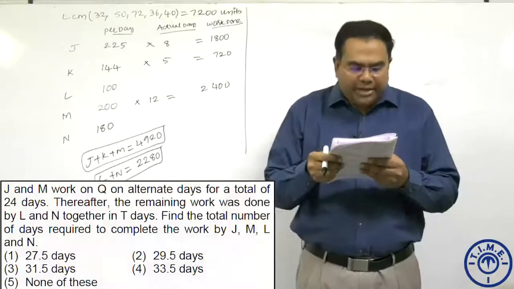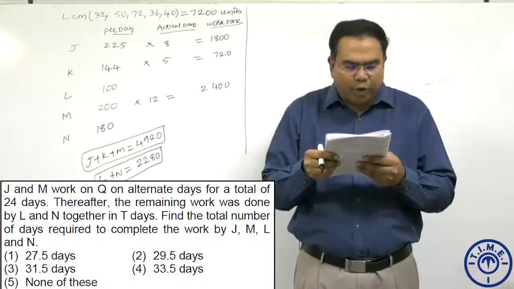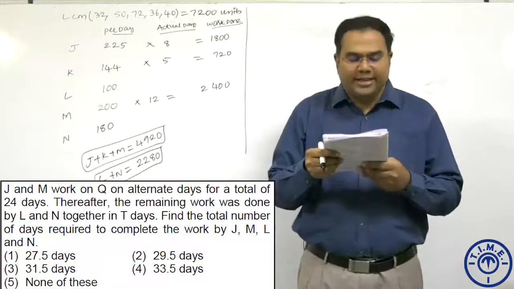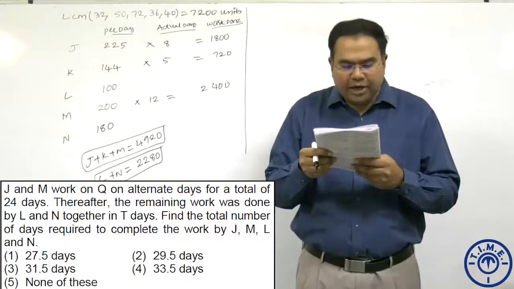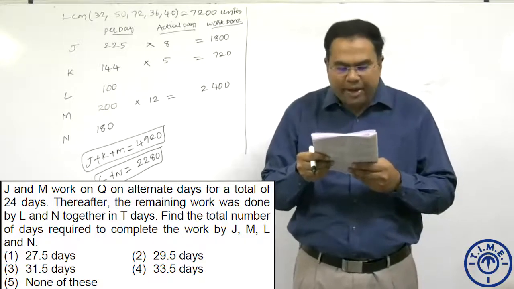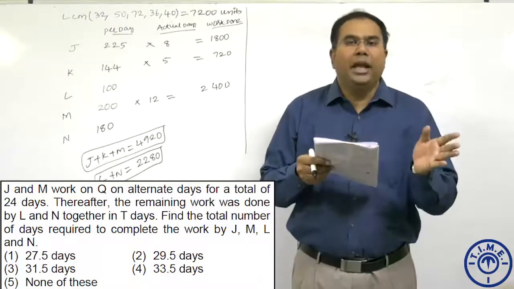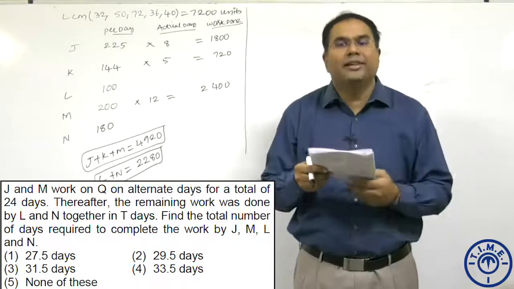Next question. J and M work on Q on alternate days for a total of 24 days. Thereafter, the remaining work was done by L and N together in T days. Find the total number of days required to complete the work by J, M, L and N. Now, work P, work Q, work R, all the three are the same, that is given in the note.